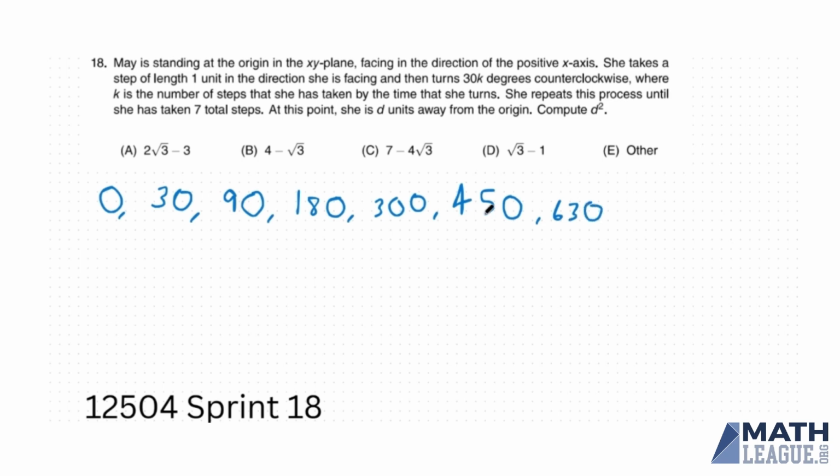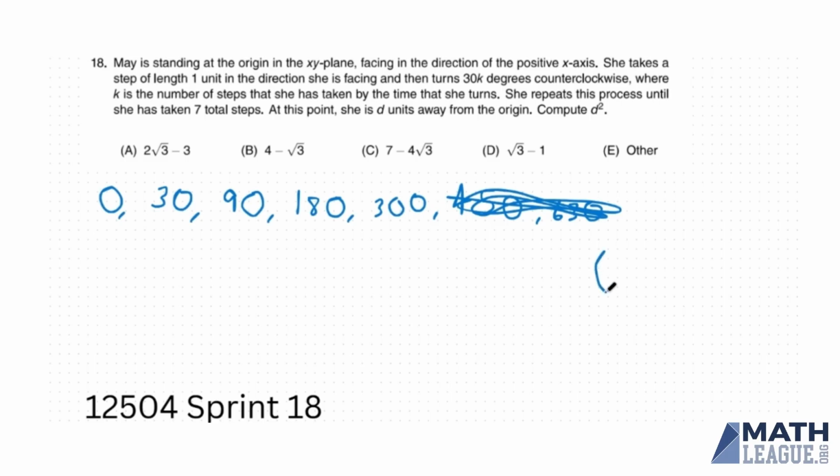And notice that since we added 180 when going from 450 to 630, what she essentially ended up doing with her last 2 steps is stepping 1 unit in some direction and then turning exactly the opposite way and stepping 1 unit back. So these 2 steps are going to cancel each other out. So we don't even need to worry about steps 6 and 7. All we need to worry about are her steps 1 through 5.